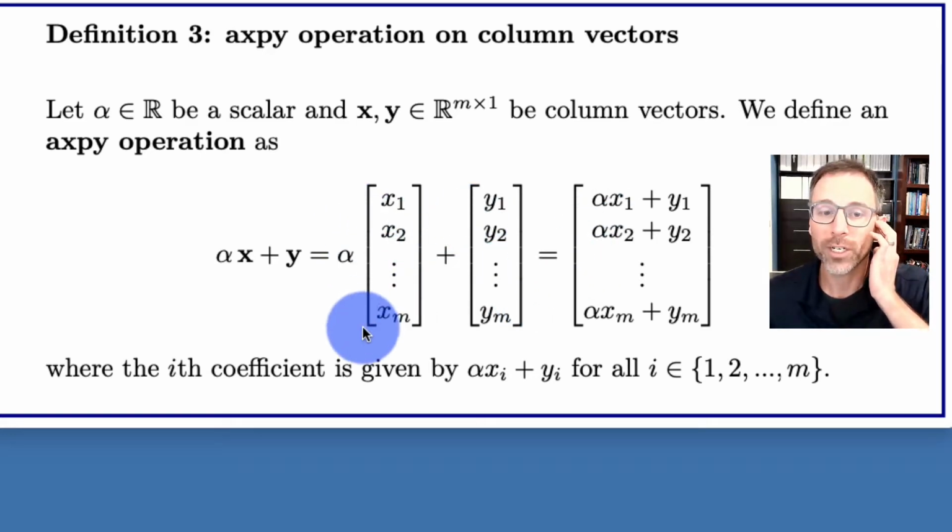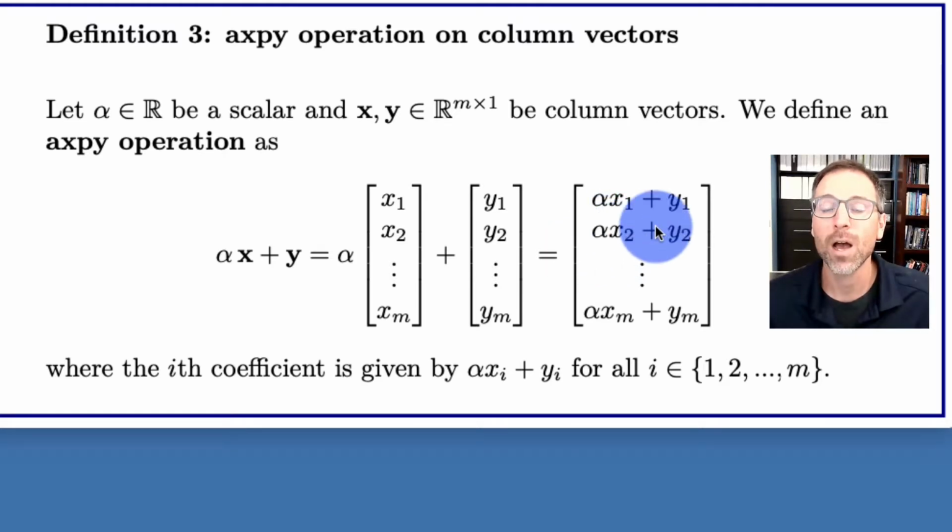Each individual entry, so if I look at the ith entry, it's going to be alpha times the ith entry of x plus the corresponding ith entry of the vector y.